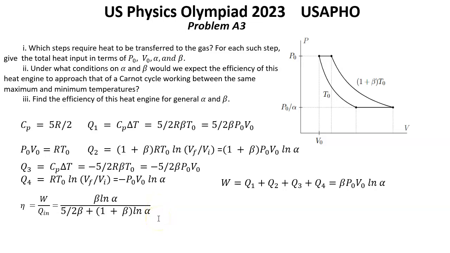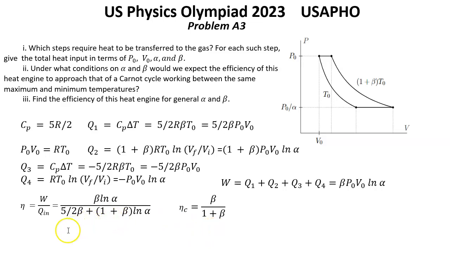But now let's compare it to the efficiency for the Carnot cycle. For a Carnot cycle with the same high and low temperatures, we have beta over 1 plus beta. Let's compare it with the formula for our process. Here, if beta is infinitesimal, this efficiency will be almost the same as for the Carnot cycle.